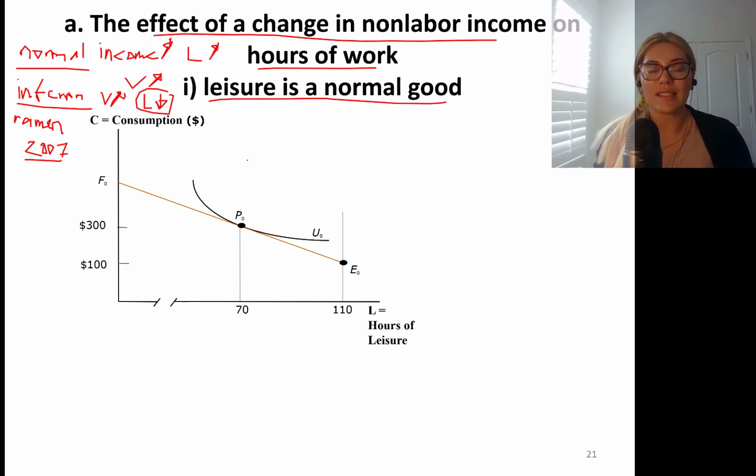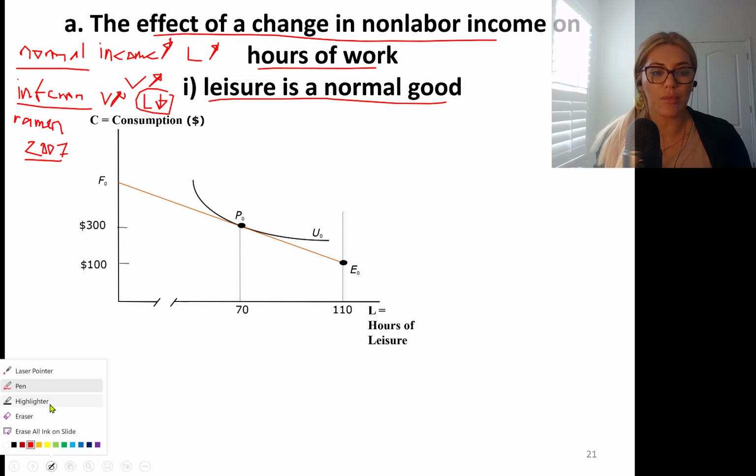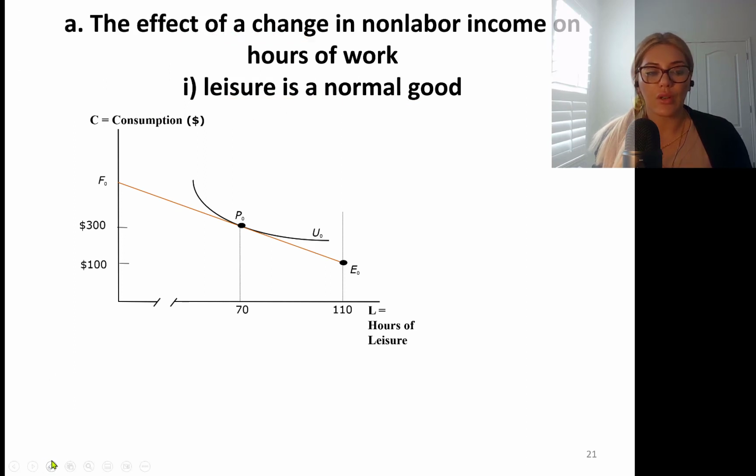Okay, so let's talk about this example. Leisure is a normal good. So basically, if income goes up, you're going to want to consume more leisure. Once you realize how it's going to work, income goes up, you're going to consume more leisure. And we're going to show it in the graph, okay? So you have consumption on the y-axis, hours of leisure on the x-axis, maximum 110 hours.